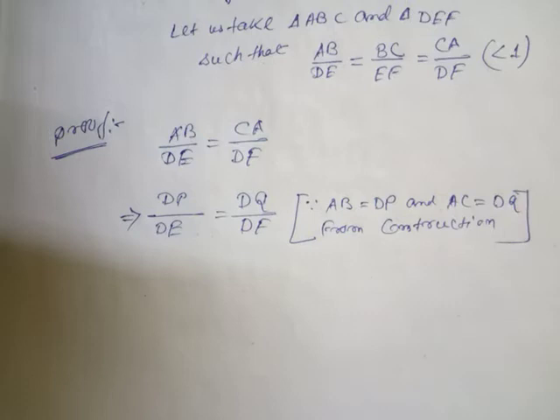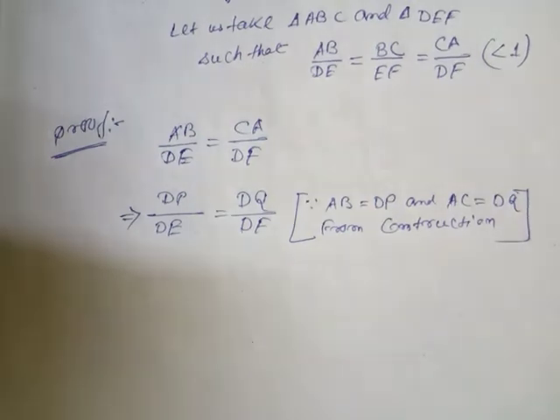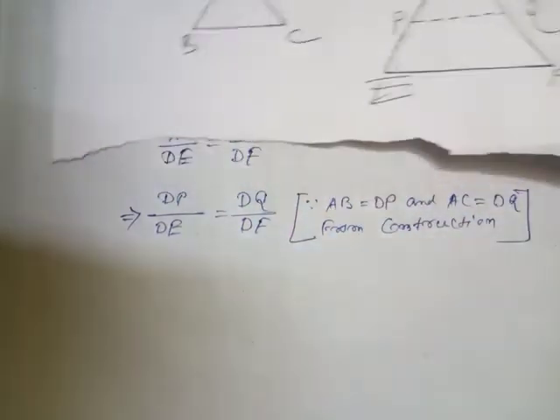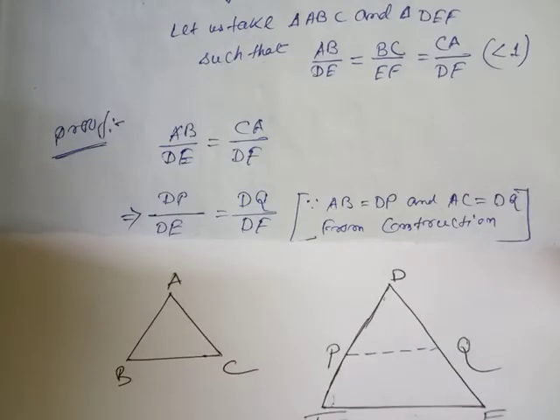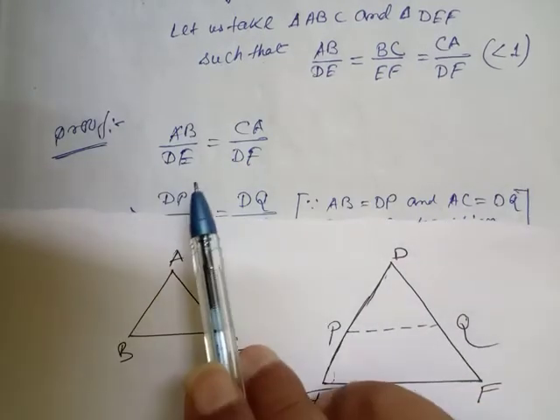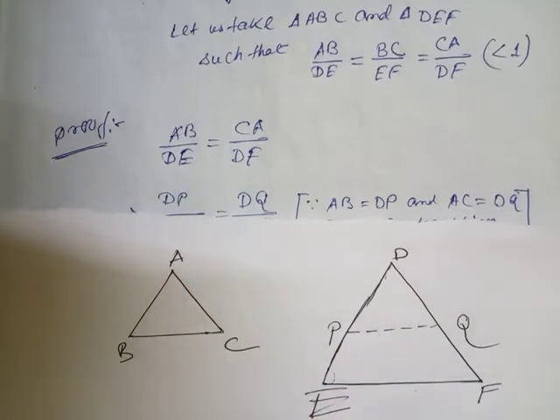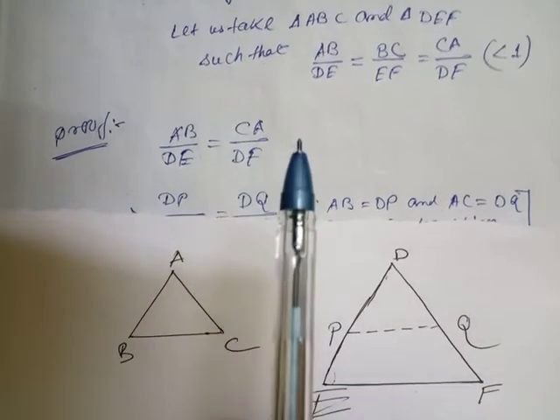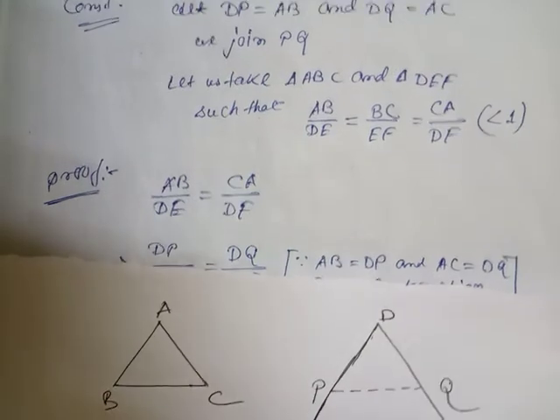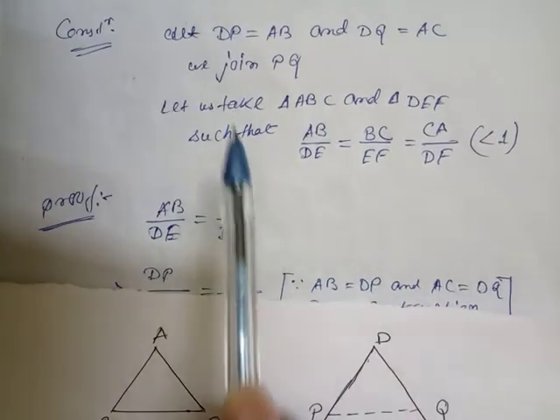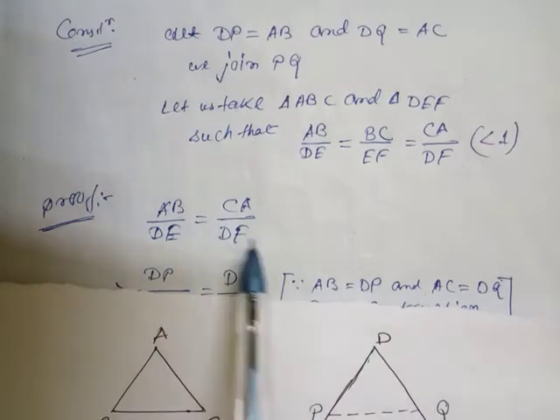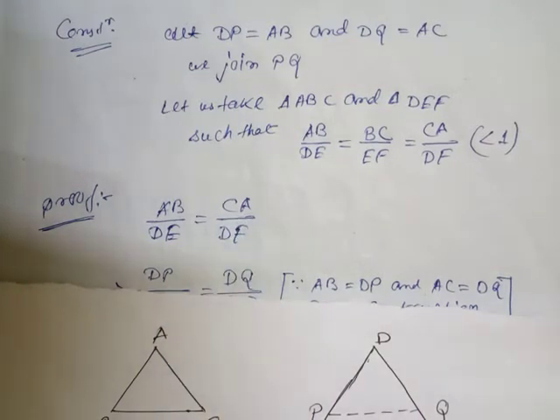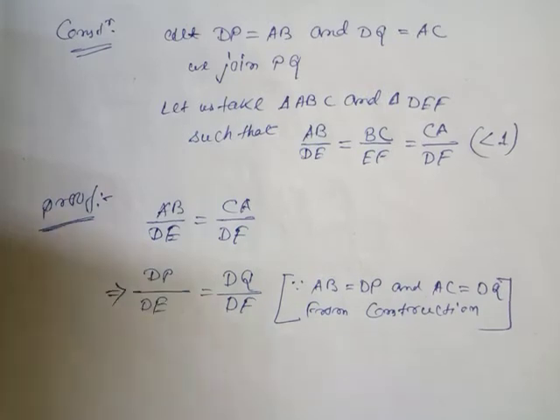Now look student, here look at the diagram. AB by DE first one, and CA by DF. But from the construction part, as you can see in the video, DP is equal to AB. So in place of AB I have written here DP, and in place of CA I have written here DQ. Also the reason is mentioned here.